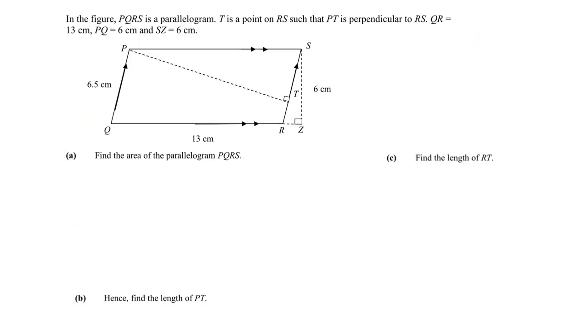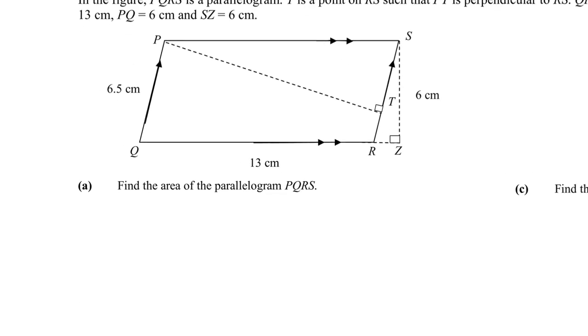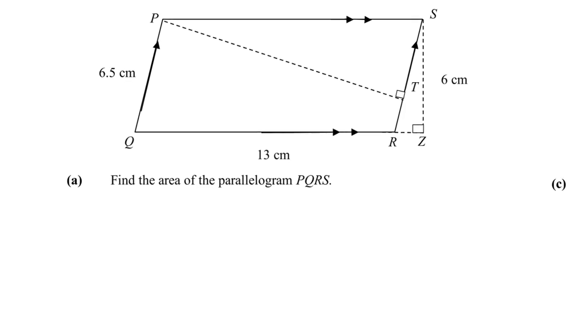Everyone, welcome to this video where we are given that PQRS is a parallelogram and T is a point on RS such that PT is perpendicular to RS, and some of the sides are given. Find the area of the parallelogram. So let's zoom in here, okay?